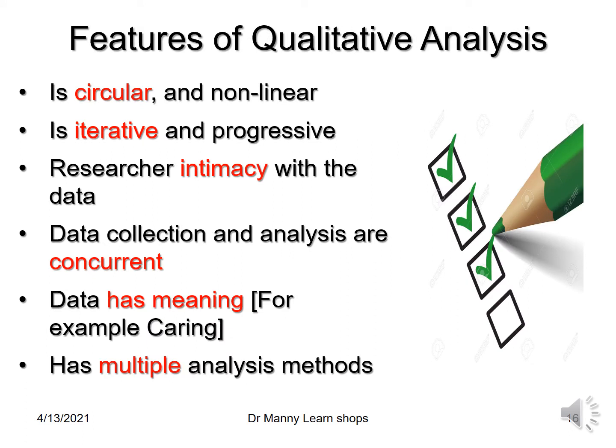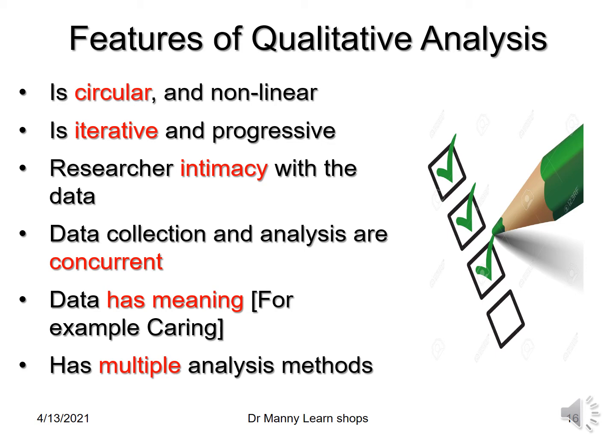What are some of the features of qualitative analysis in relation to data? Well, it's circular. It doesn't have a linear process. It's not linear. You can go back and forth, which is referred to as being iterative. And as a consequence of that, you progress with your analysis. It also means that the researcher is intimate with the data. You become very, very close to it because you're constantly reviewing it.